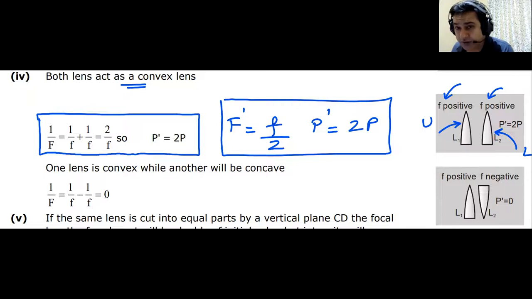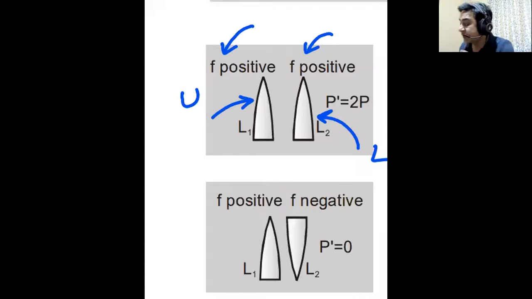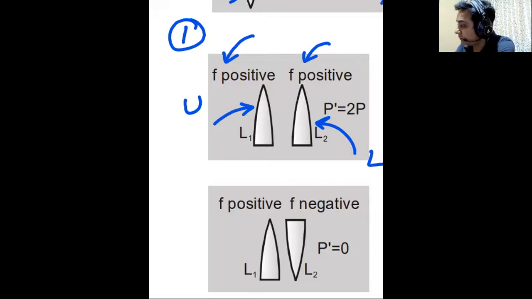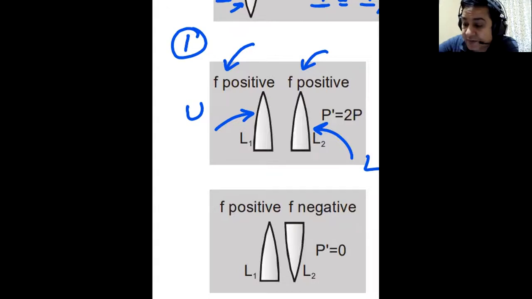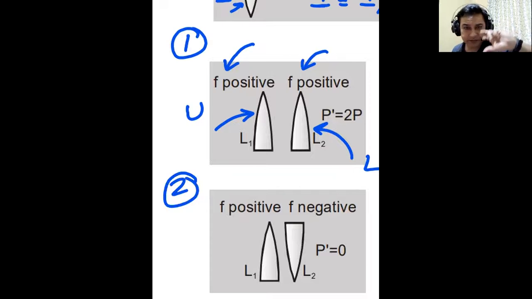But if I put it in way number 2, and what is way number 1 and way number 2, I will show you on the big screen. And I hope you can see it on your big screen now. Now, this is my arrangement number 1. In arrangement number 1, what I have done is I have put them in the same configuration. Both are up. Upside is up, downside is down. In the second combination, what I have done, one lens is erect and the other is inverted. Do we see this?